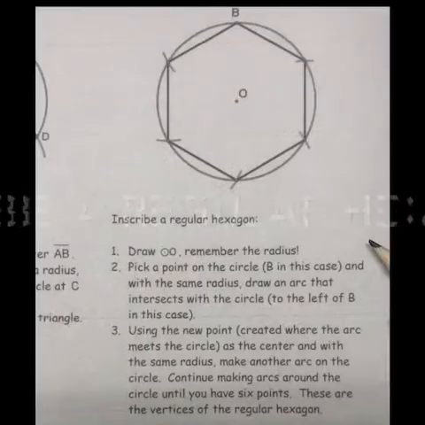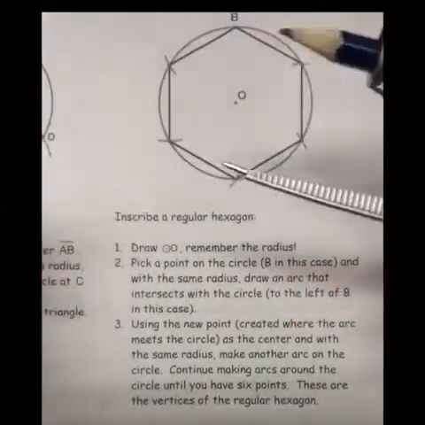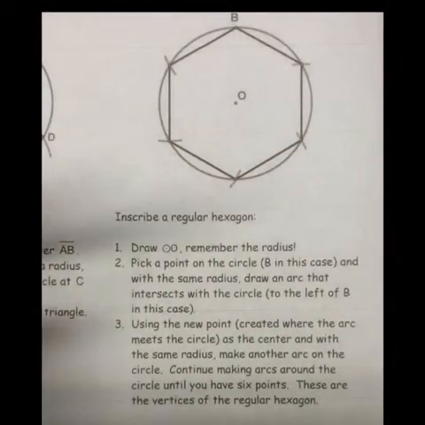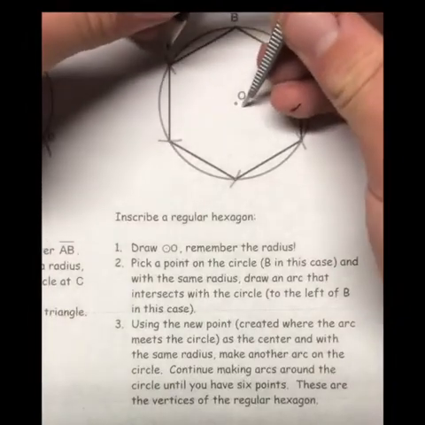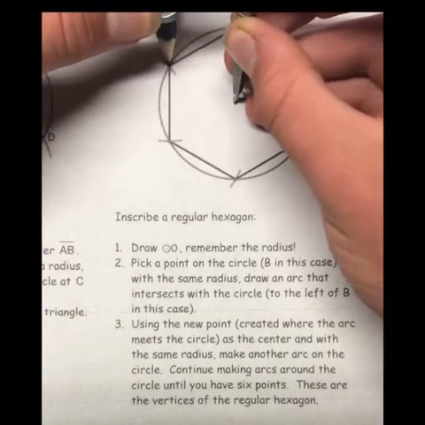Hey there, so this is how to inscribe a regular hexagon. You're going to need a compass for this, and a pen or pencil. The first step is to draw the circle. In this case, they already have one pre-drawn for us, but I'm just going to map around.